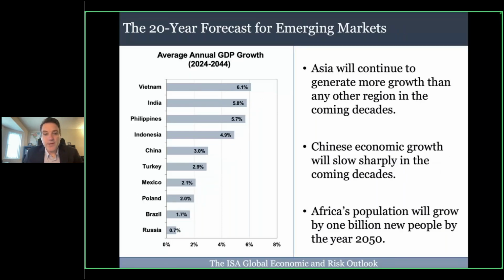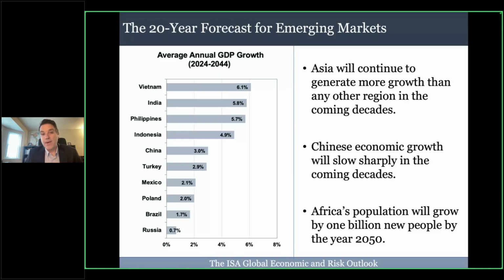As far as emerging markets are concerned, again, Asia will continue to be the leading provider of growth, but you see China with significantly slower growth. We're looking at China growing at just 3% per year over the next 20 years, a far cry from the 10% growth China achieved not that long ago. Other emerging markets, Latin America growing about 2% per year, East Europe a little bit less than that.